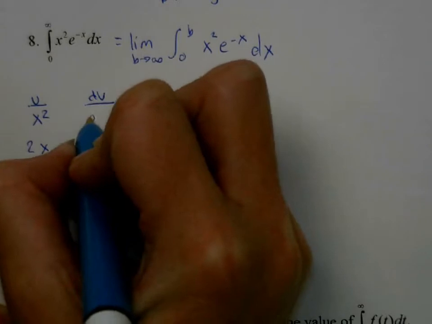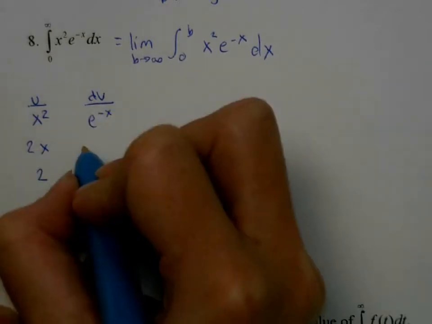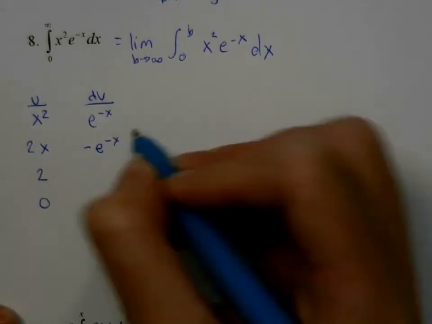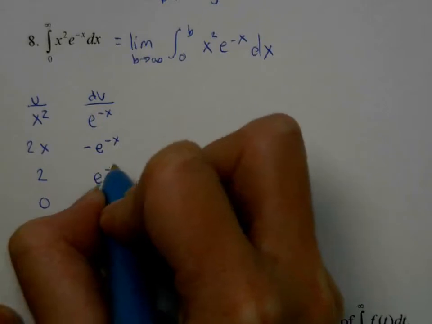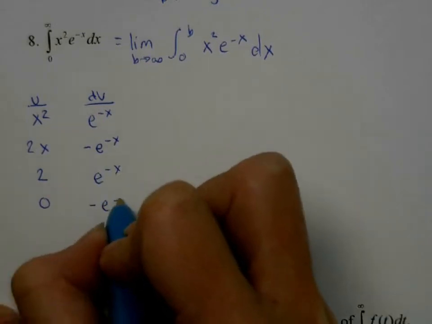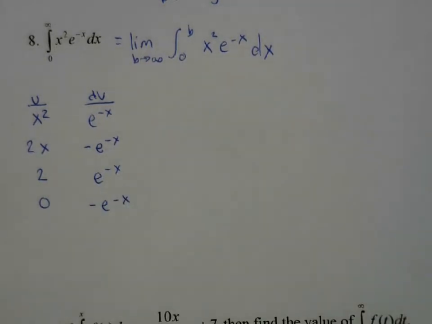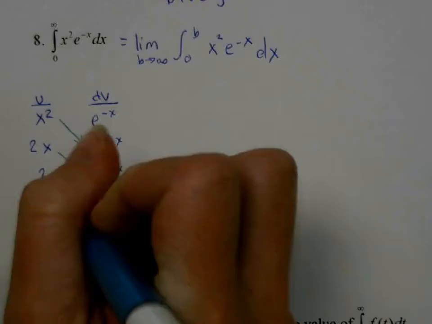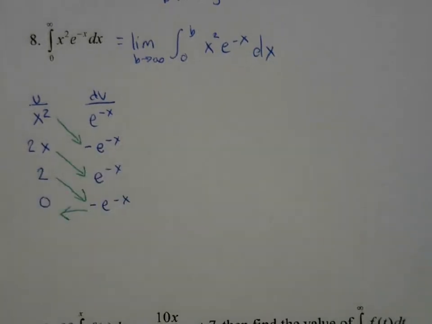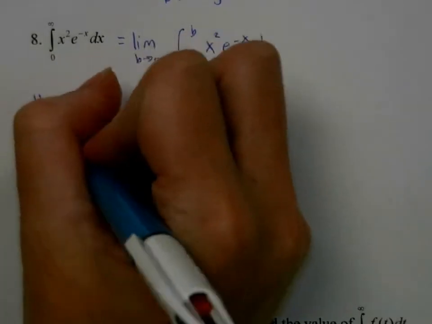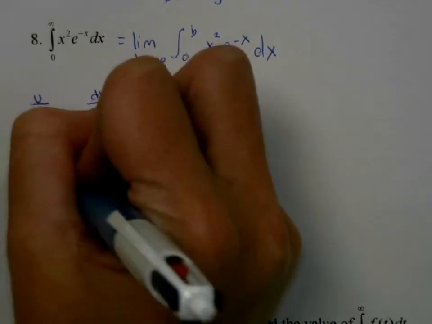So it'll be negative e to the negative x, positive e to the negative x, negative e to the negative x. Draw my diagonals. Integrate across the bottom, but that's just going to be 0. And then use my alternating signs. Okay, so we've really done the integral already.